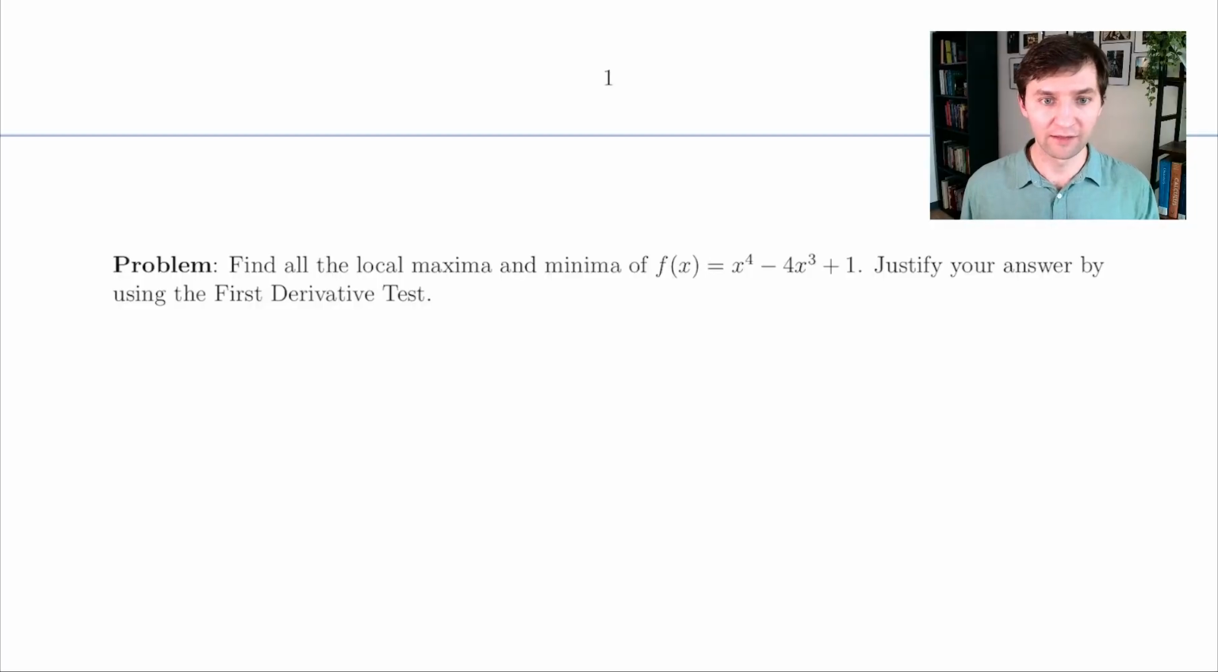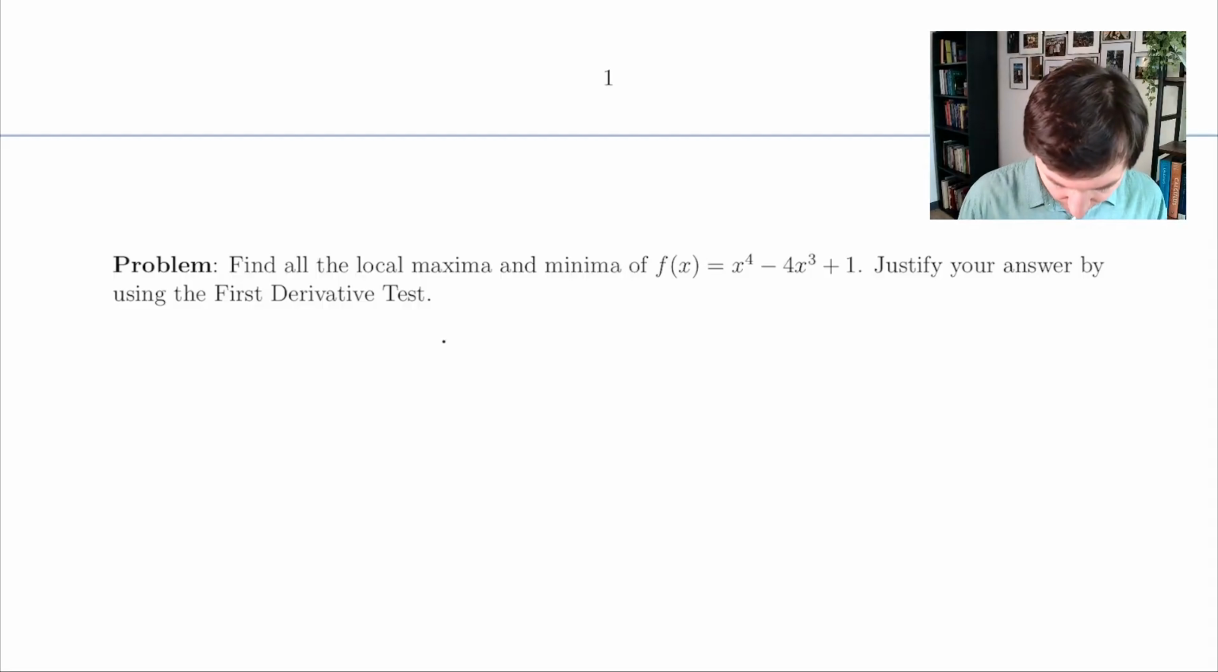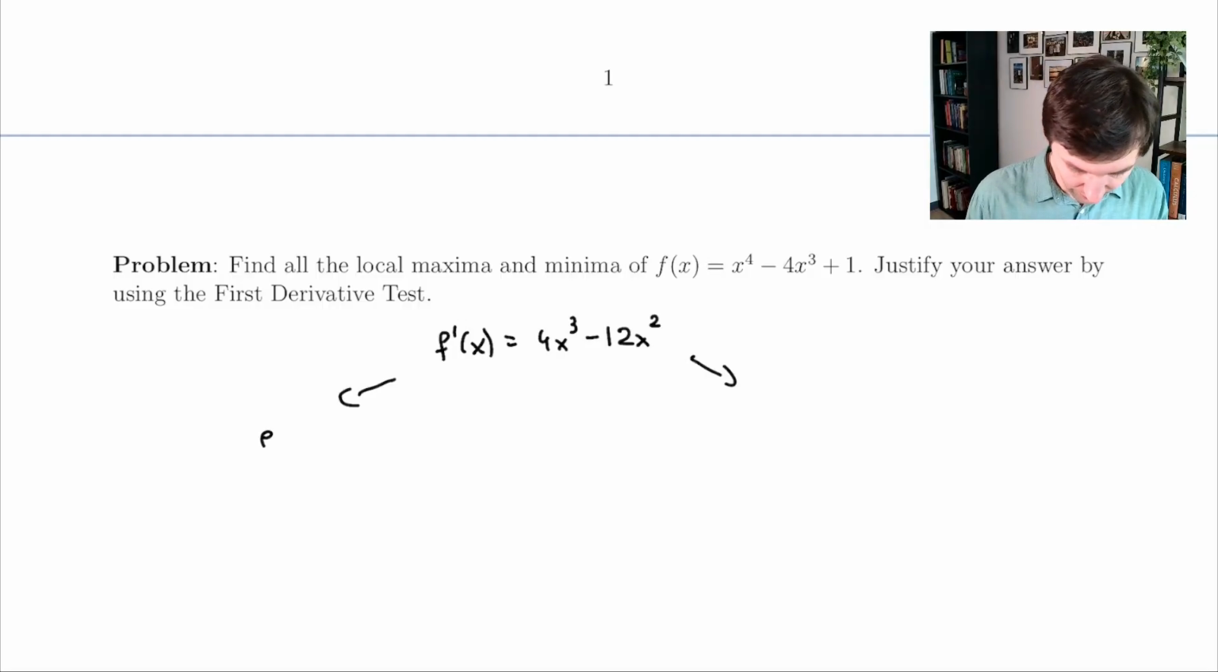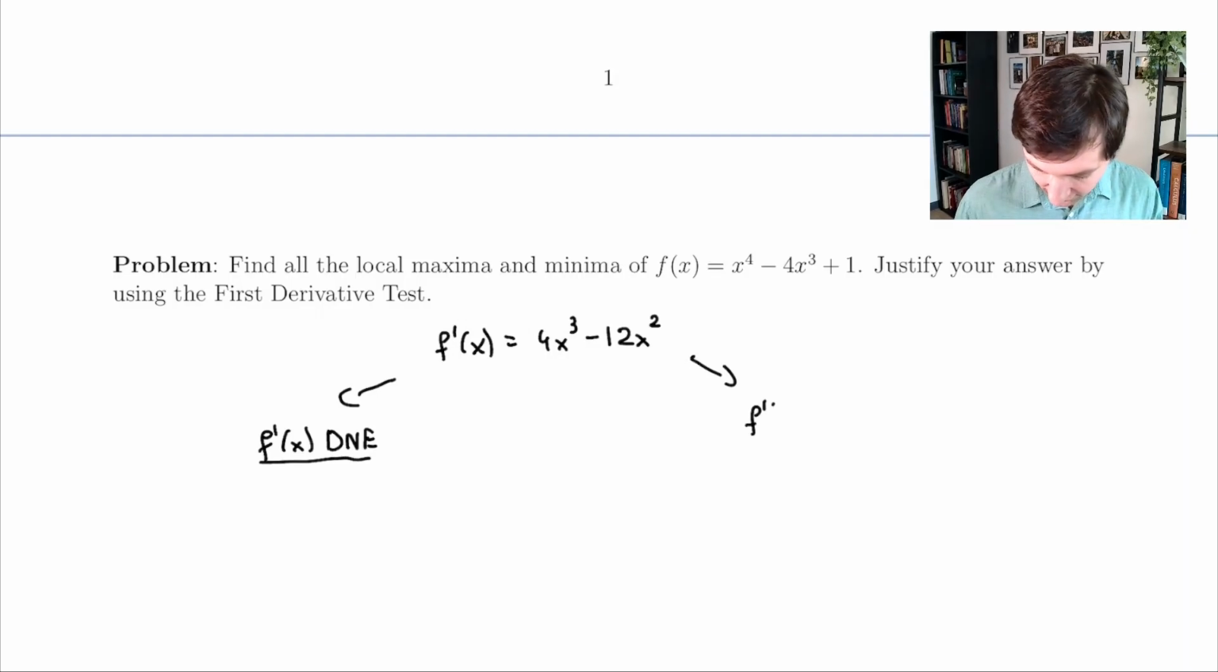We know that local maxima and minima of functions occur at the critical numbers. Let's first find the critical numbers. To do so, I find the derivative first, and I get 4x to the third power minus 12x squared. Then I ask myself two questions. Are there any x's for which this derivative does not exist? And are there any x's for which this derivative equals 0?